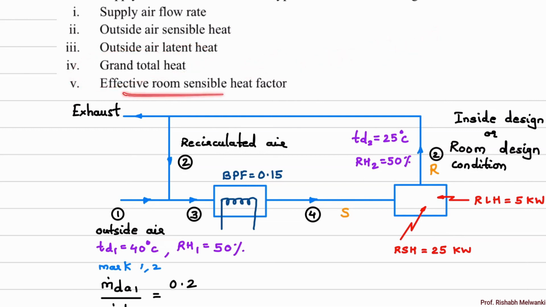Then effective room sensible heat factor. Here we have to consider bypass factor. So it was effective room sensible heat upon effective room sensible heat plus effective room latent heat.